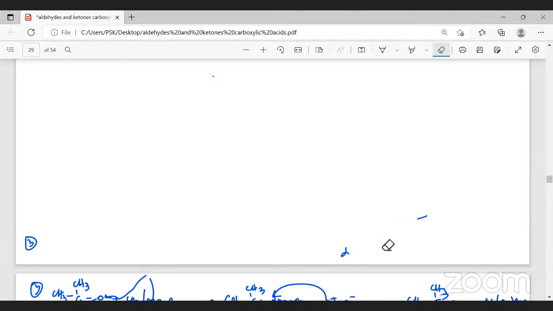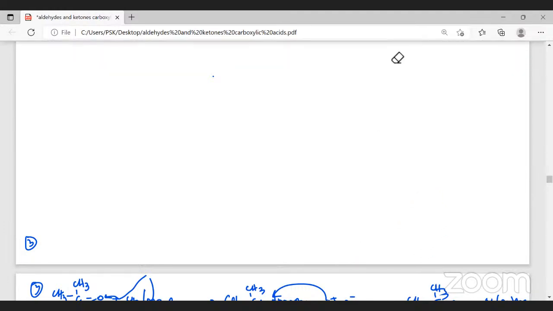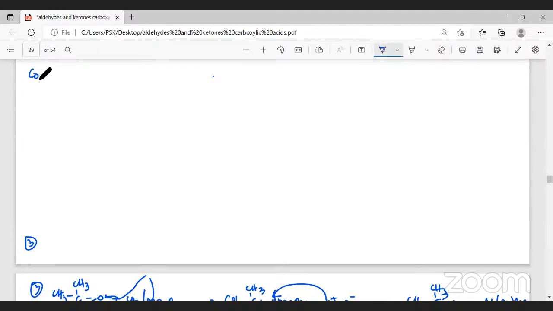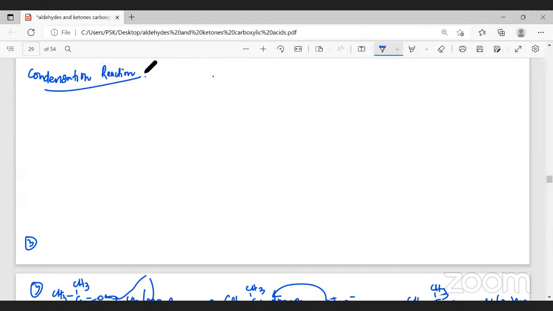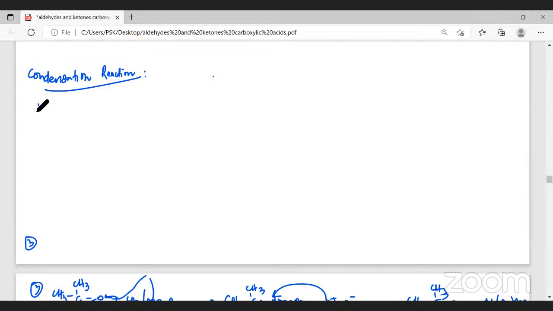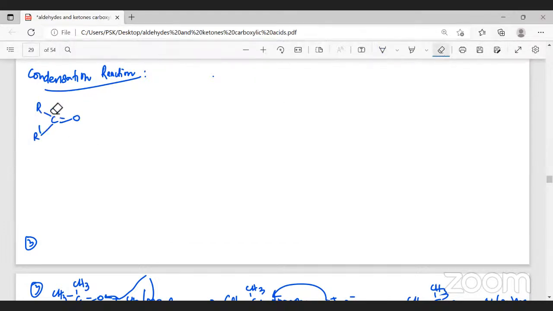The next set of reactions is condensation reactions. Now, what is this condensation reaction? A carbonyl compound, generally we represent it as R, C double bond O, R dash. We can represent it like this also.